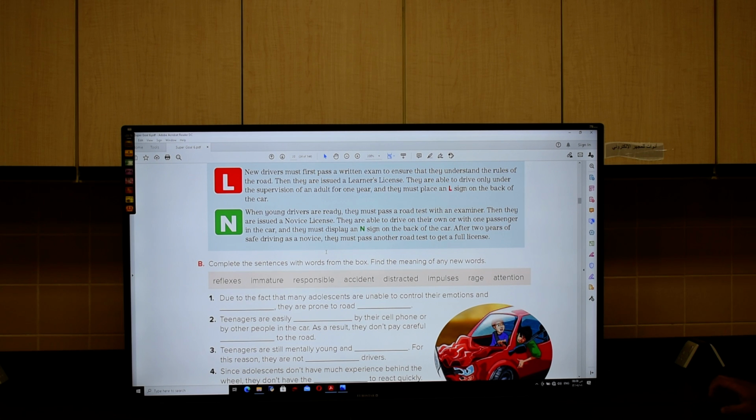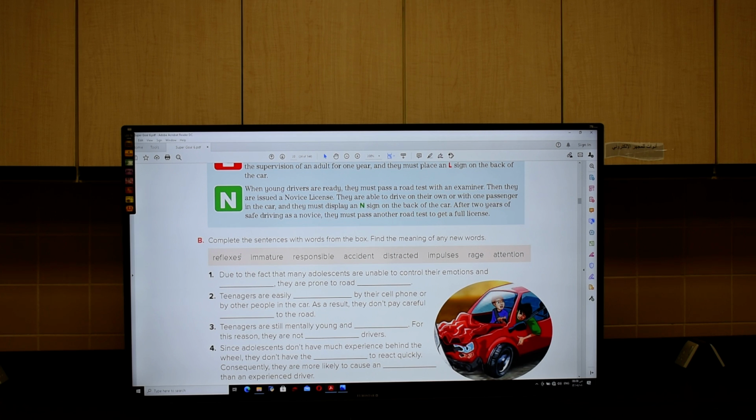Now, getting back to the book, if you look at the writing section here, we have a few words. One of them is distracted, another one is rage, as I called it. Of course, we know attention, and reflexes, which are reactions that come to your body. Also, immature means that they are not completely full in mind, in thinking, even in their behavior. We also know accident.